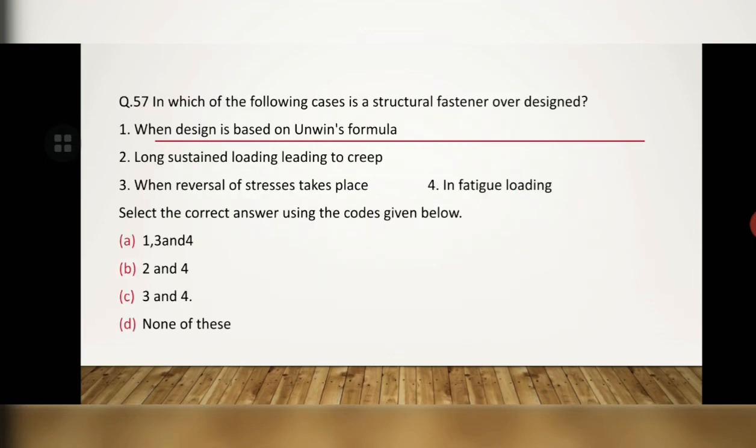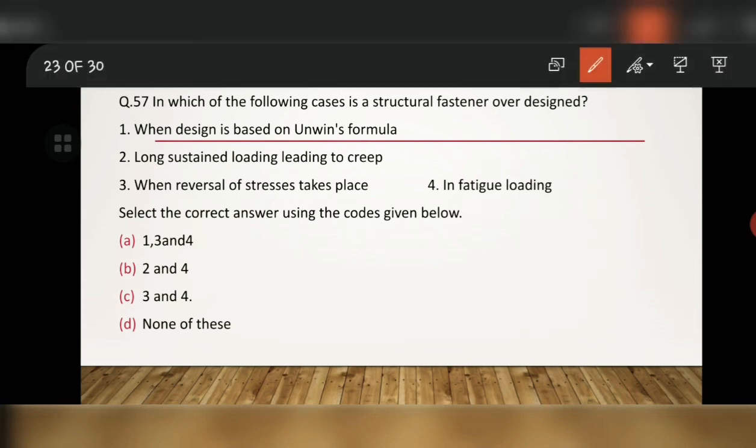Next question, question number 57. In which of the following cases is a structural fastener over designed? Options: when design is based on unknown formula. Second option, long sustained loading leading to creep. Option 3, when reversal of stress takes place. Option 4, fatigue loading. So friends, structural fastener is over designed due to two types of load, either this is reversal of stress or this is fatigue loading. So option 3 and 4 are correct.